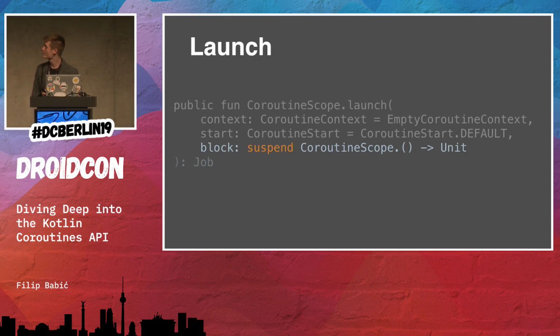But the job that is returned by the launch block is also a really important thing. It's a simple construct that pretty much is a piece of work encapsulated into a construct, which describes the state of the coroutine. So is it started, is it canceled? And you can also use it to provide your own cancellation and provide your own hierarchy of coroutines.